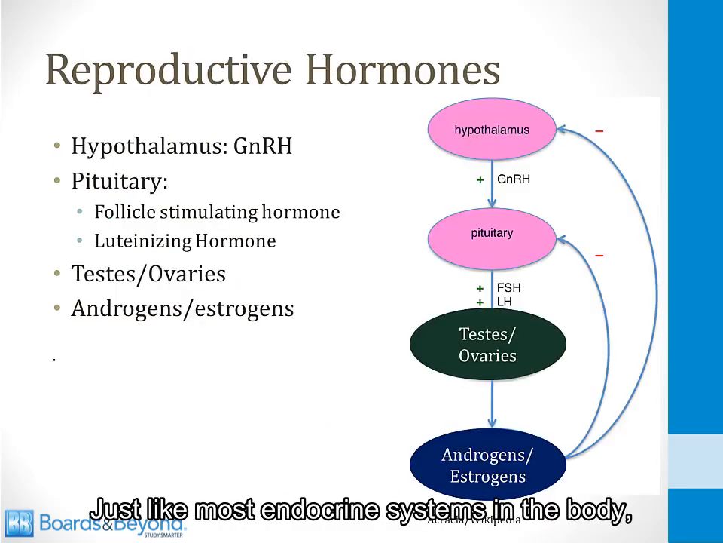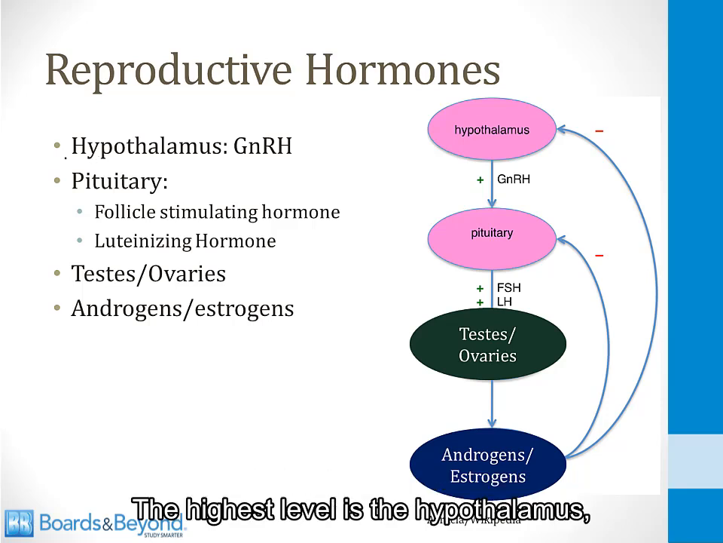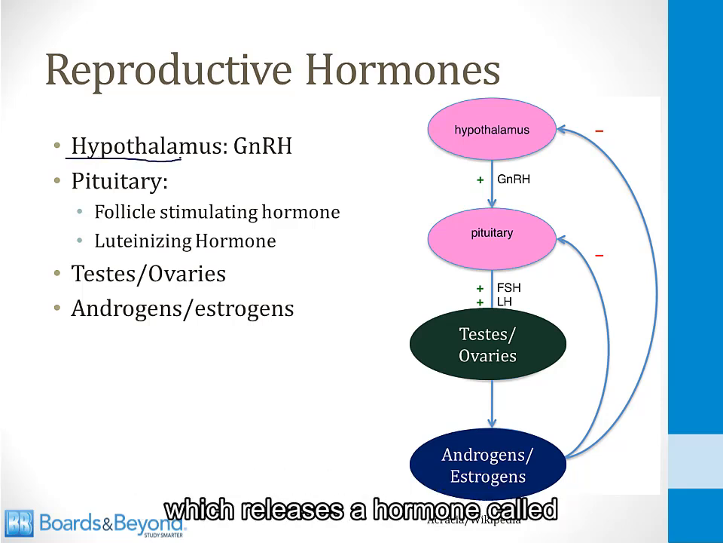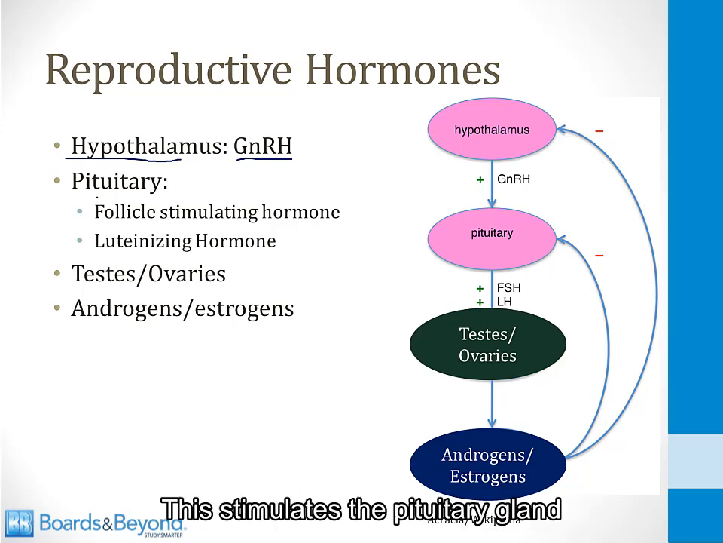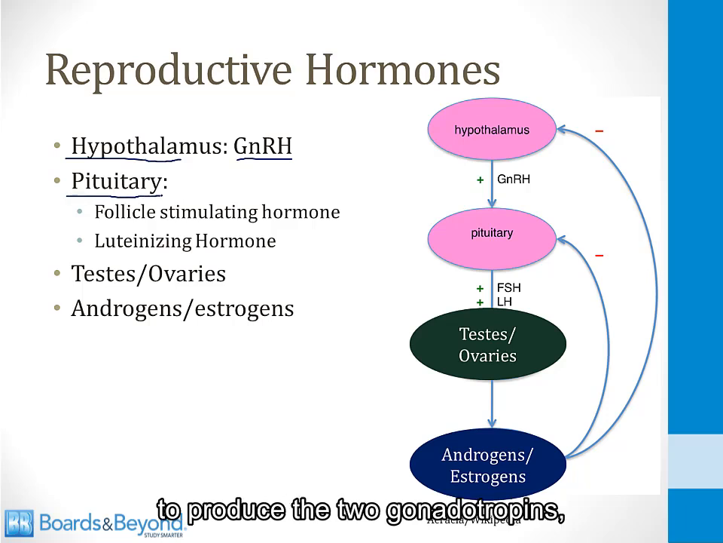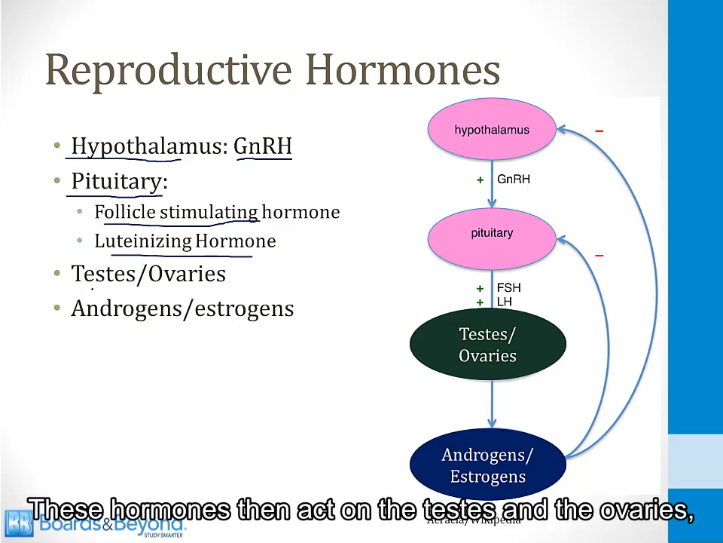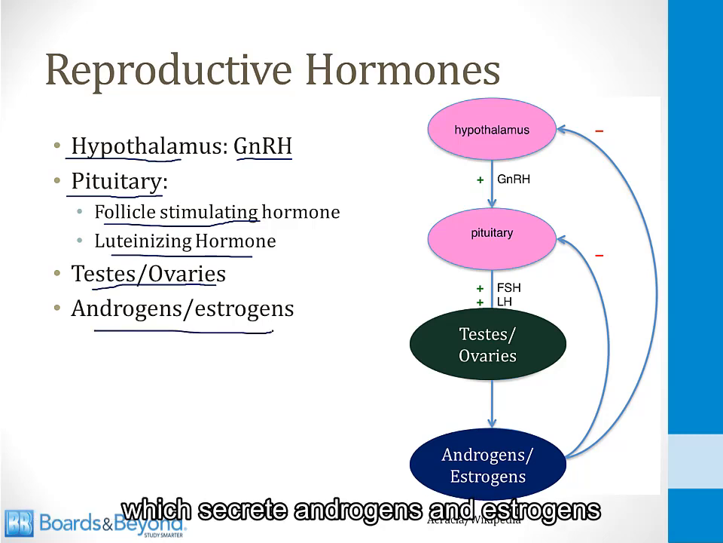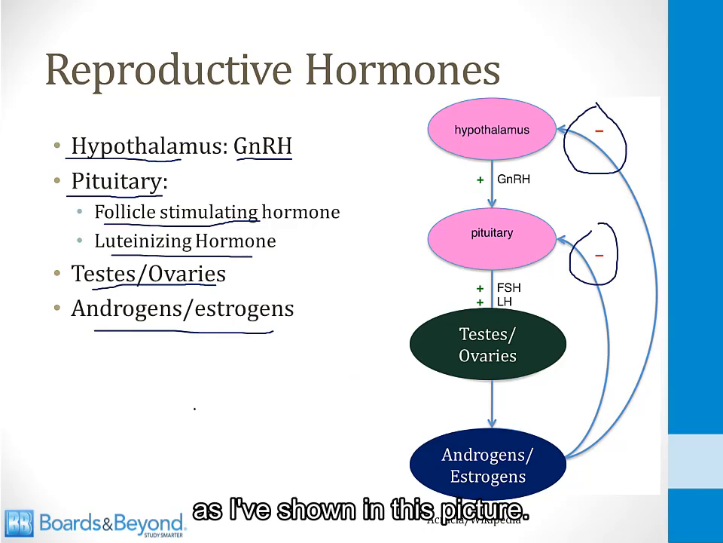Just like most endocrine systems in the body, the reproductive hormones have a three-tier level of control of their release. The highest level is the hypothalamus, which releases a hormone called gonadotropin-releasing hormone, or GnRH. This stimulates the pituitary gland to produce the two gonadotropins, which are follicle-stimulating hormone and luteinizing hormone. These hormones then act on the testes and the ovaries, which secrete androgens and estrogens that feed back on the pituitary and the hypothalamus, as I've shown in this picture.